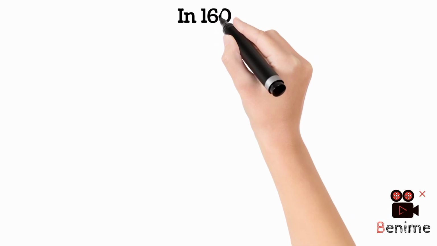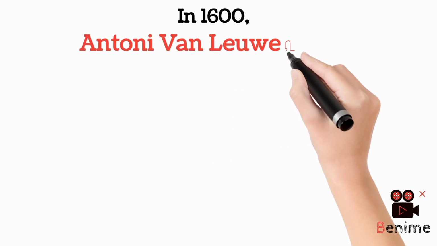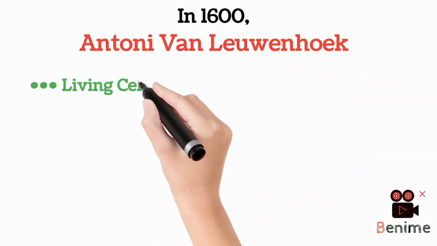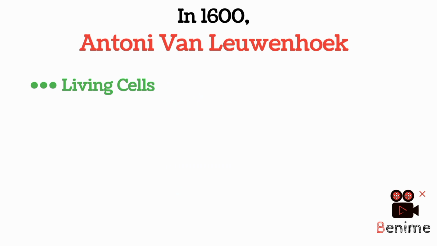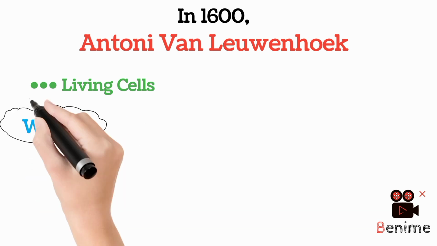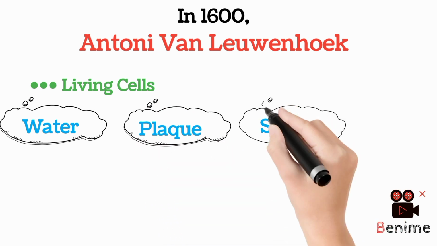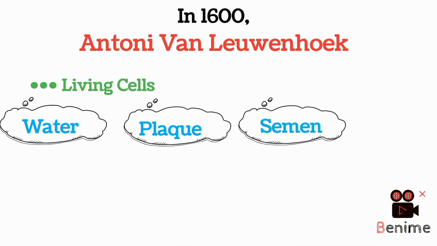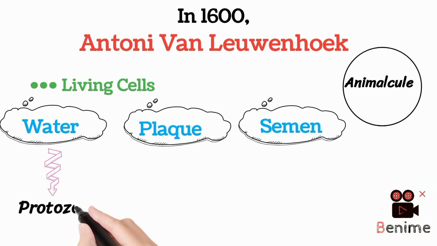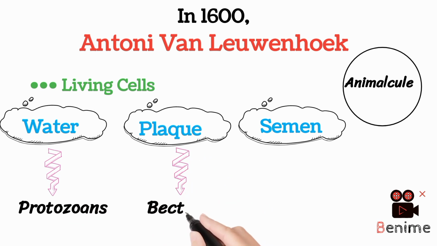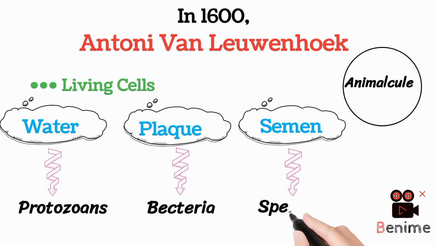In the 1670s, Antony van Leeuwenhoek was the first scientist who saw living cells. Actually, he was a shopkeeper, but he made his own microscope and he was so interested to see anything under his microscope. Antony van Leeuwenhoek took a drop of water, plaque of teeth, and semen of man and observed these three samples respectively under the microscope. Thus he saw some movable creatures that he called animalcules. These creatures were protozoans in water, bacteria in plaque of teeth and sperms in semen of man.